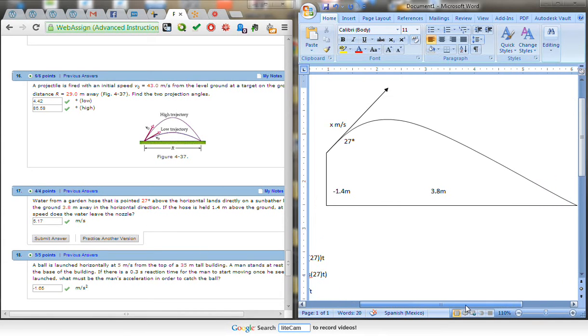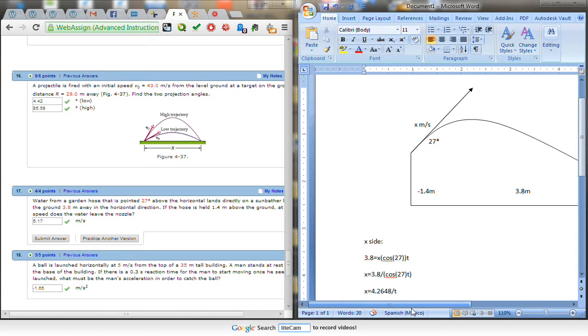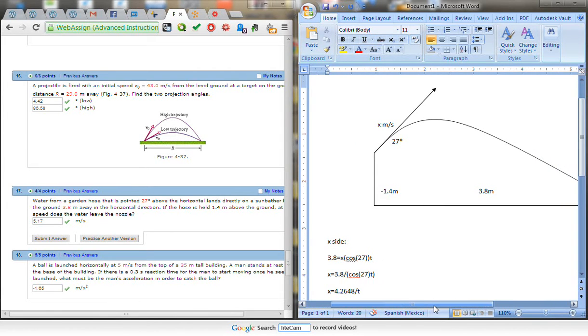So here we have a basic diagram of the trajectory of the water. And to solve this question, it kind of goes back to the previous WebAssign. You kind of have to use a system of equations. So first of all, you have to separate the x and the y components.